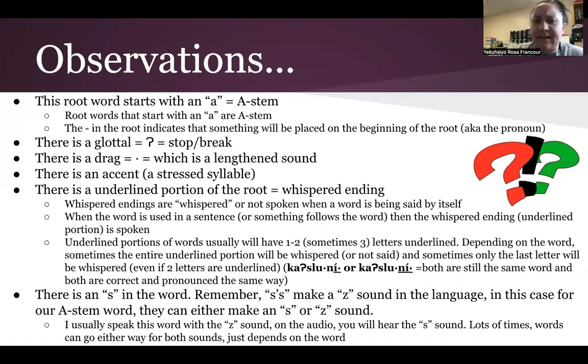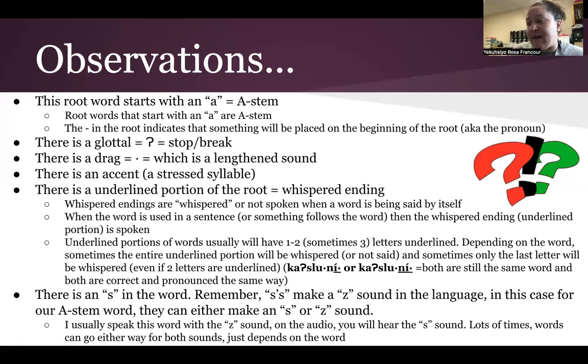The dash indicates that something is going to be placed at the beginning of the root, aka the pronoun. There's a glottal. It just means that that's a stop and a break in the word zloon. Okay, you can hear it. The drag, it's a lengthened sound. Zloon. You can hear the drag of that portion of the word. There's an accent. It just means it's a stressed syllable. The underlined portion is a whispered ending. Those whispered endings are whispered. They're not spoken when the word is being said by itself. Okay, so I forgot to mention that. So the whispered ending can indicate the end of a thought or a sentence, but when the word is by itself, you don't say that ending. Okay, that is the end.